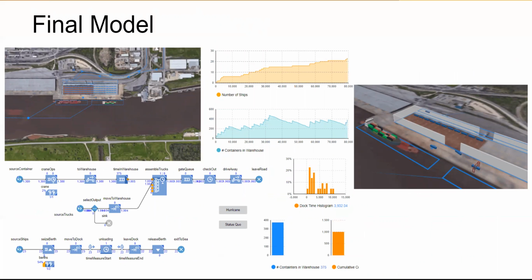These videos provide brief overviews of the model running. On the left is the simulation window for the final increments of the model, and on the right is a 3D view of a ship unloading containers to the warehouse. The model was run for a total of 80,000 minutes, which is about 60 days or approximately 2 months.